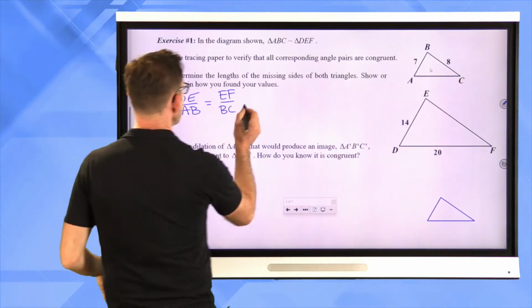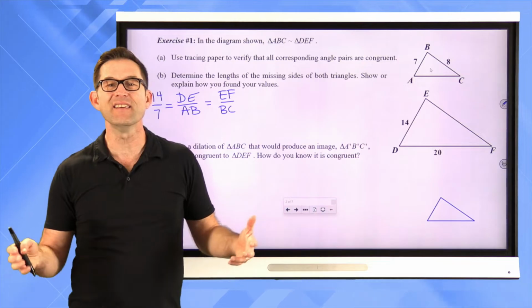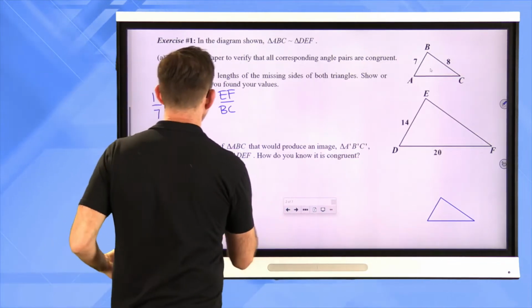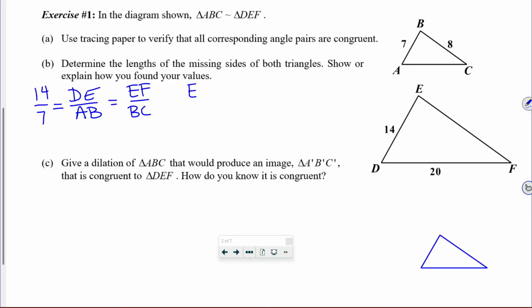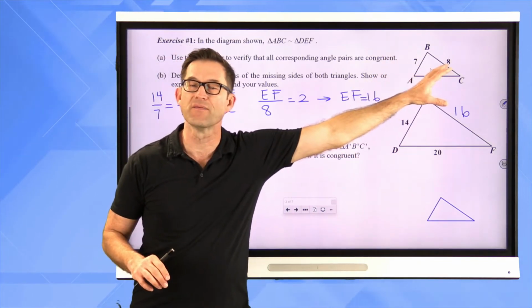Now, what is DE divided by AB? Well, DE is 14, AB is 7, and really, what does that tell us? It tells us that DE is twice the size of AB. They're all just equal to 2. So I can say that EF, which is what I'm looking for, divided by 8 is equal to 2, which of course then means that EF is 16. All right, and that's a piece of cake. This triangle simply has side lengths that are twice the size of this triangle.